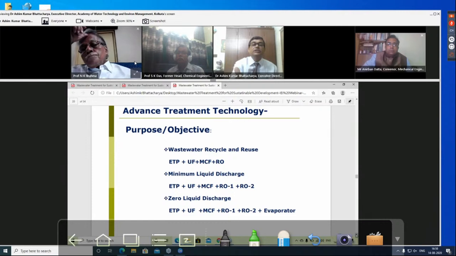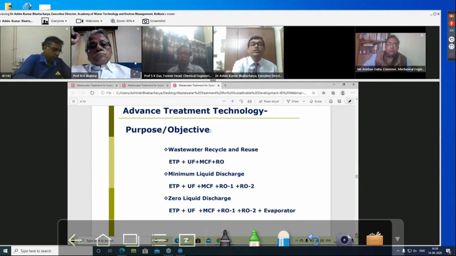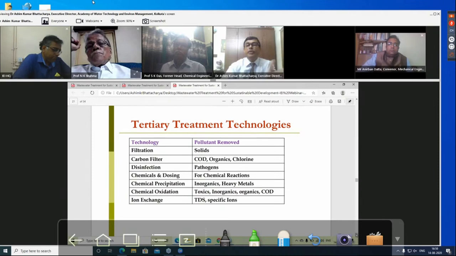Well, first we have to go for recycle and reuse, the rest is reject. For minimum liquid discharge, you go for a two-stage RO process, and zero liquid discharge is the evaporator. After two-stage RO, you have to put in the evaporator. So these are the tertiary treatment technologies, with different filtrations and organics removal.